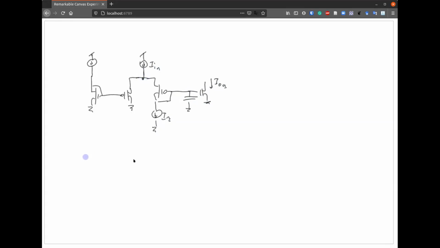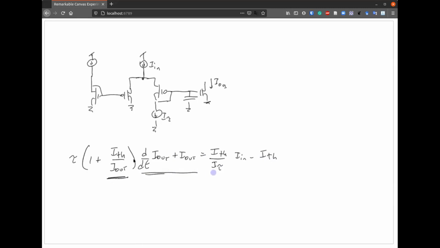Now we had, I'll just redraw it, tau times 1 plus I threshold over I out, equal to I threshold over I tau, I in minus I threshold. Okay, we're here. And now you see it's a nonlinear equation. It's a nonlinear differential equation because of this term here, I threshold over I out. It's a first order differential equation, but then we have an I out in the denominator, which sort of gets in the way. And it's really unintuitive to see what's going on.